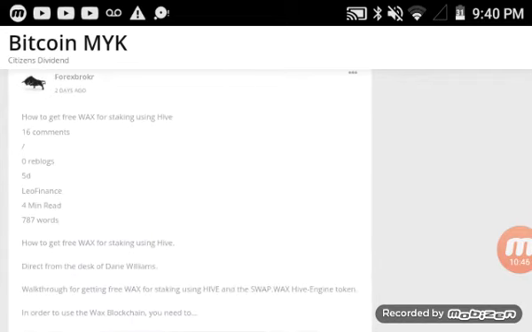Now, basically the Bitcoin MYK backed dollar. Basically, what that's saying is that every one of these Bitcoin MYK backed dollars that you have in your possession, you can redeem at a 1-to-1 value for the Bitcoin MYK native token to use on the platform.